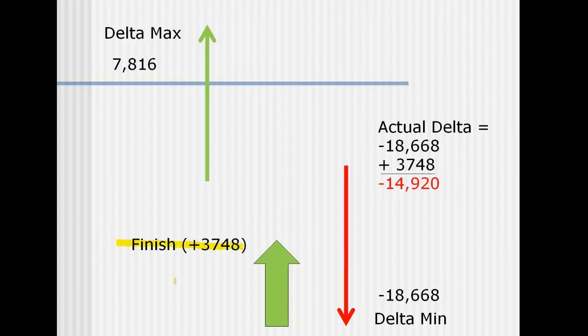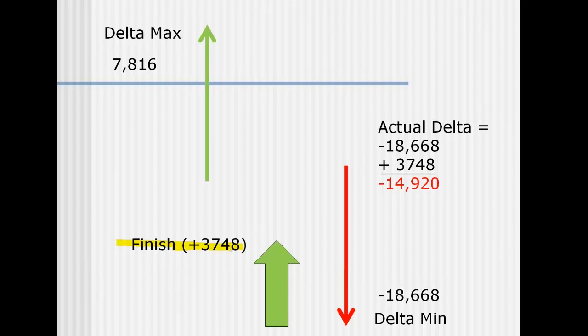Well, what is my delta finish? My delta finish is when the candle closed, where was I from the actual min or max? So first of all, when the period closed at 1440, I was at a plus 3748 delta.